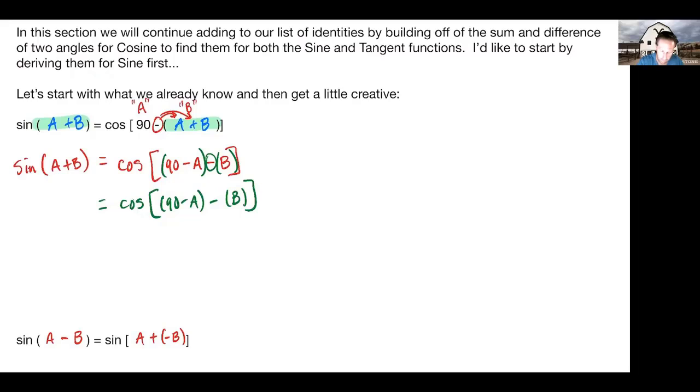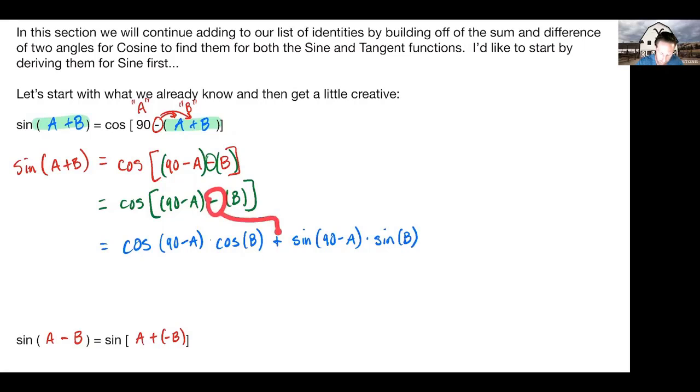And if you remember, we just derived this in the last video, that the cosine of an angle, which again we're calling 90 minus a, minus another angle is equivalent to cosine of the first times cosine of the second. And then remember, since it's cosine, which is the x value, we do the opposite sign, so it's going to be a plus there, and then sine of the first angle times sine of the second.